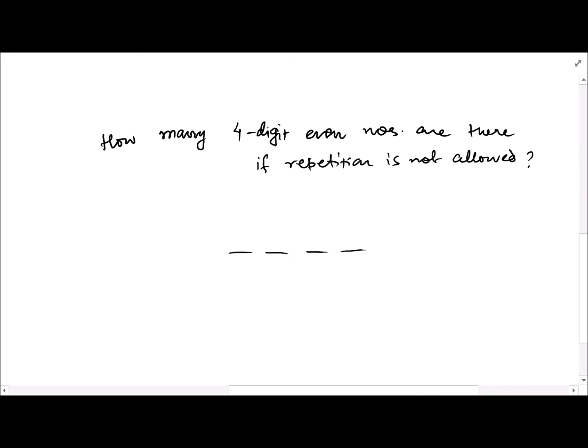What is the complexity I am telling you? 4-digit even numbers, that doesn't mean all digits even. Here you can use 1, 3, 5, 7, 9 also. Only at this place you have restriction: 0 or 2 or 4 or 6 or 8. And at this place, no 0. So both ways you have restrictions, and you have to solve this question.